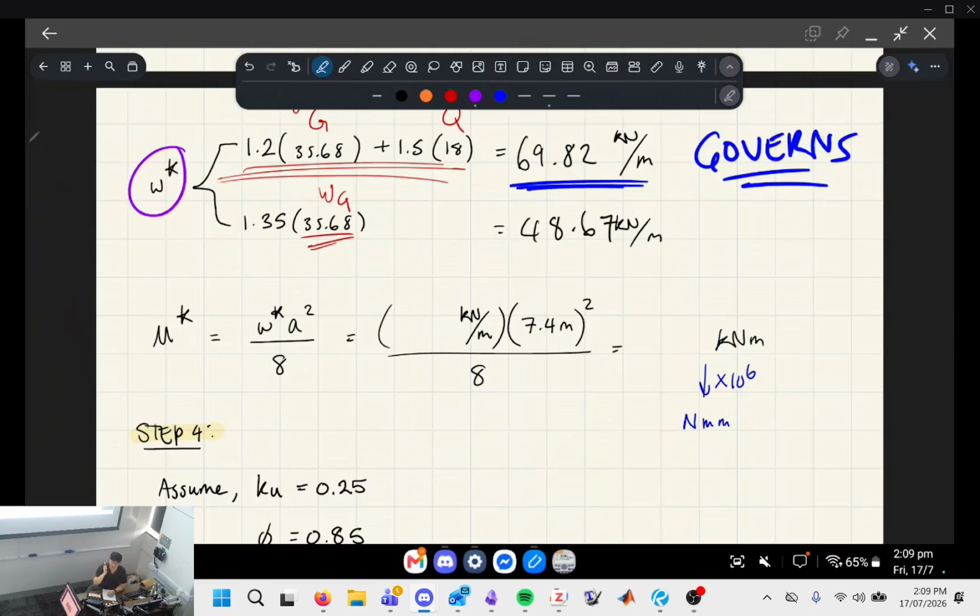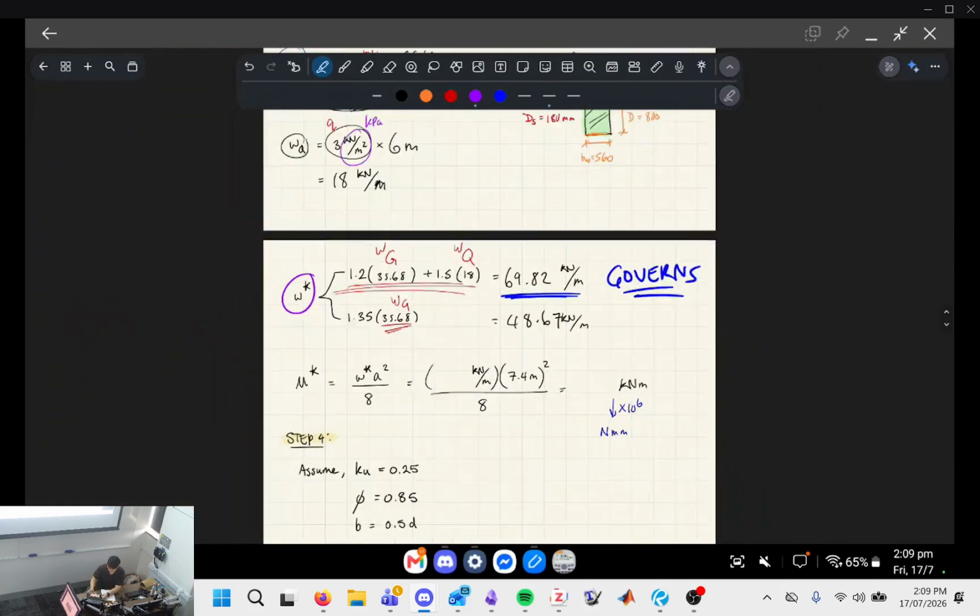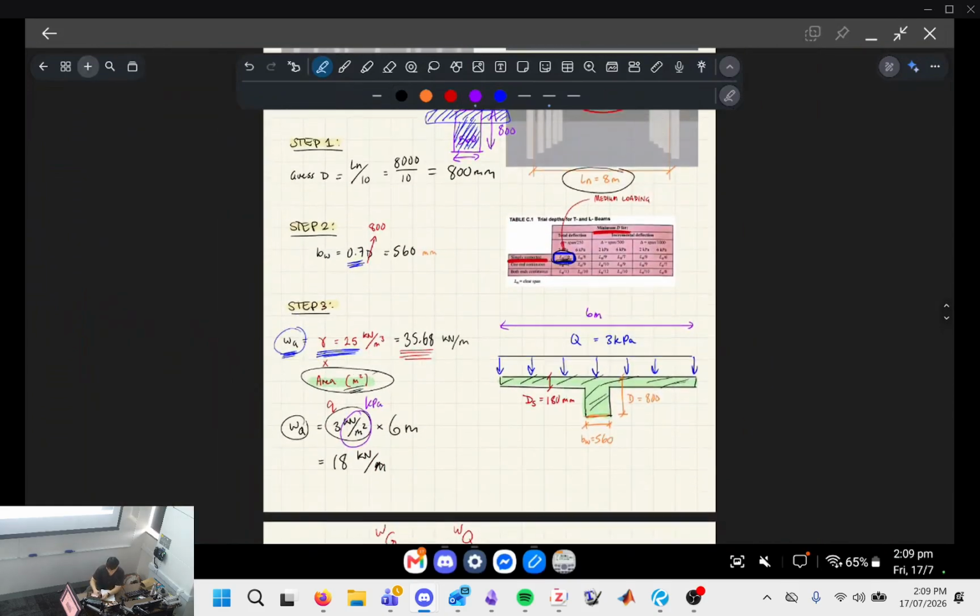Alex asks: with the dead load, is there ever a situation where just the dead load is greater than the dead and live load option? Yeah, that's a very good question.